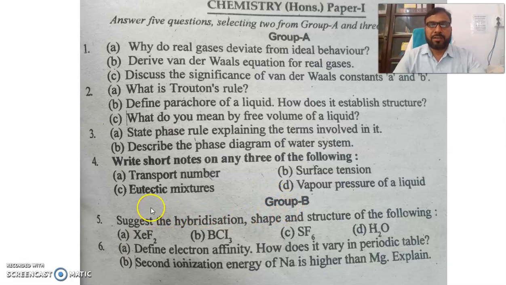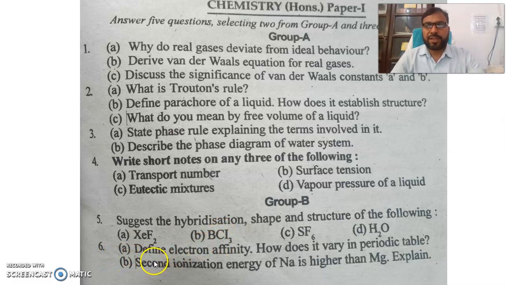Now group B, question number 5. Here out of 4, you have to choose only 2. Here out of 5, you have to choose 3. Suggest the hybridization, shape, and structure of the following: XeF2, BCl3, SF6, NH2. You can see a little bit of printing mistakes here. Be careful about this.